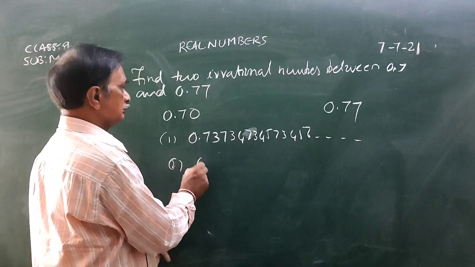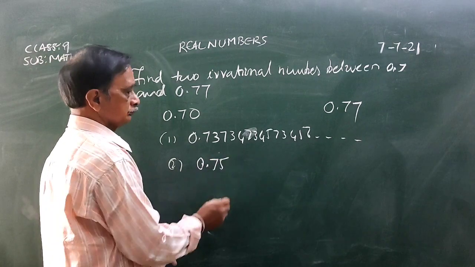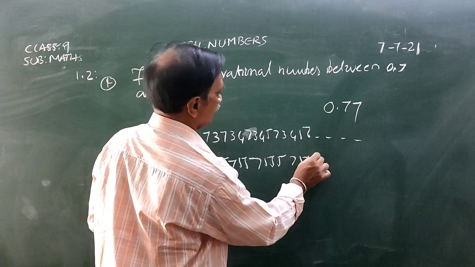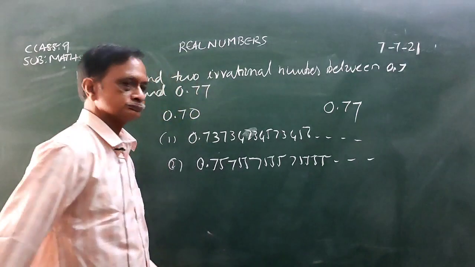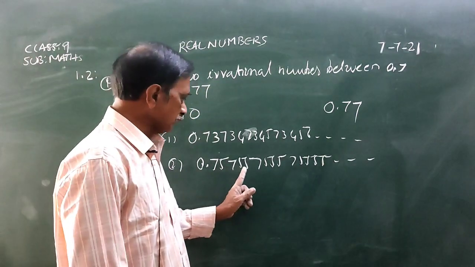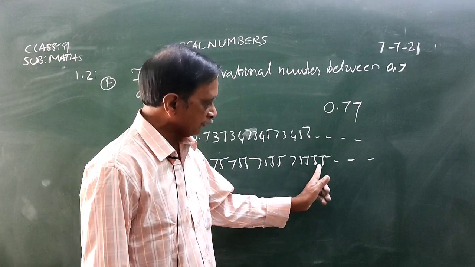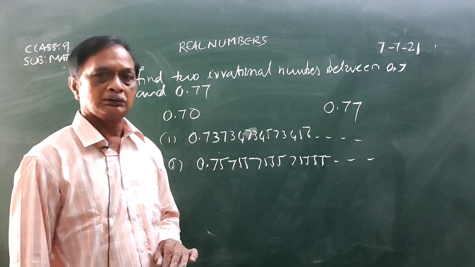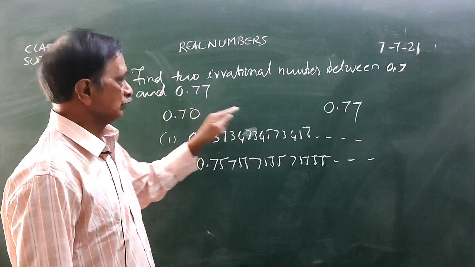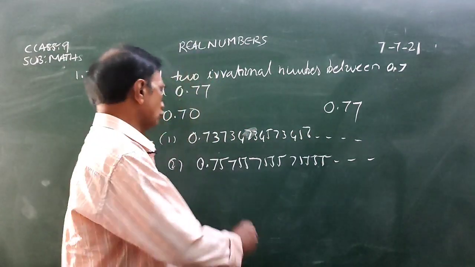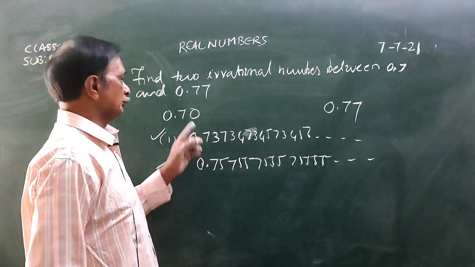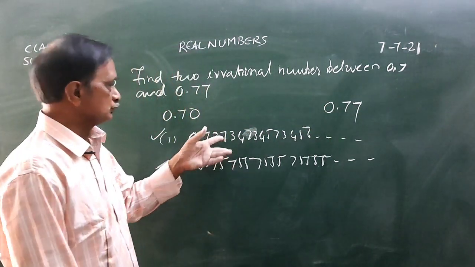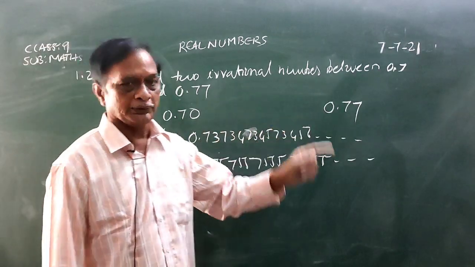Now the second one, 0.75, 0.755, 0.7555, 0.75555 and so on. It is also a non-terminating, non-repeating decimal which lies between 0.7 and 0.77. So we got two irrational numbers that lie between 0.7 and 0.77. You can write many more irrational numbers other than these two between 0.7 and 0.77.